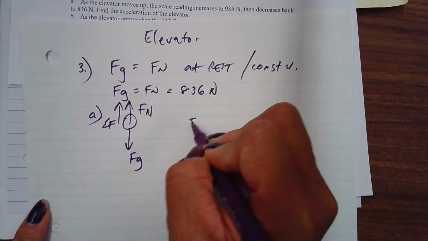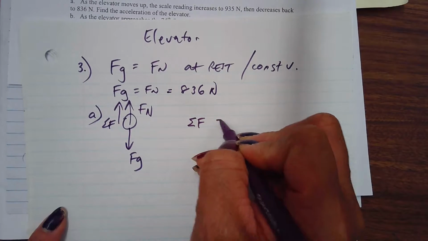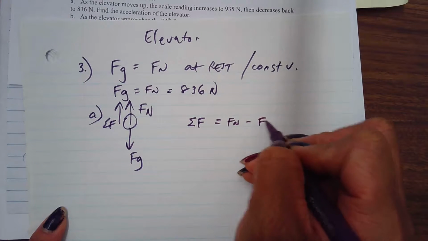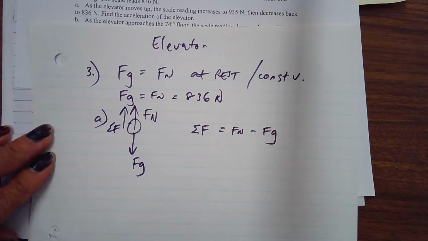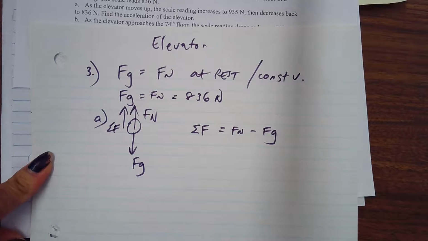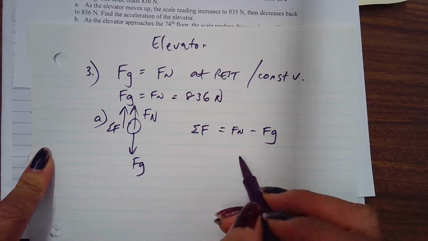Okay, so once you have your FBD, let's write down our equation here. Net force is Fn minus Fg. Question A says, find the acceleration of the elevator. Okay, well, what do we know here?